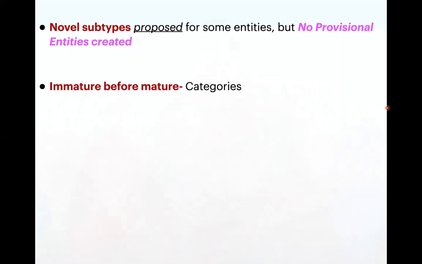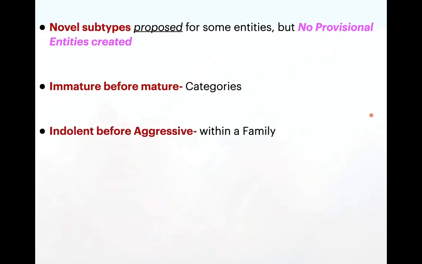Okay, then among the categories, the immature ones have been classified before the mature, like the precursor B-cell lymphoblastic lymphomas, they have been described before the mature ones. And among a particular category and family, the indolent ones have been described before the aggressive ones. Within a family, they have gone from indolent to aggressive. The classification is like that.